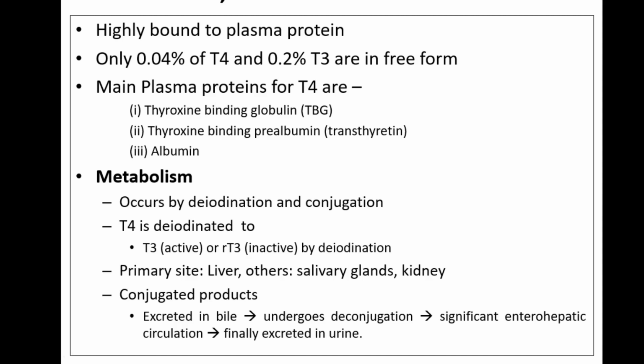Next we are going to talk about the metabolism. Metabolism occurs by deiodination and conjugation. So T4 is deiodinated to T3. The primary site of deiodination is the liver, but other sites are also there, like the salivary gland and kidney. The conjugated products of metabolism are excreted in the bile and undergo deconjugation, and after deconjugation they again enter the enterohepatic circulation, and from there they are finally excreted into the urine.